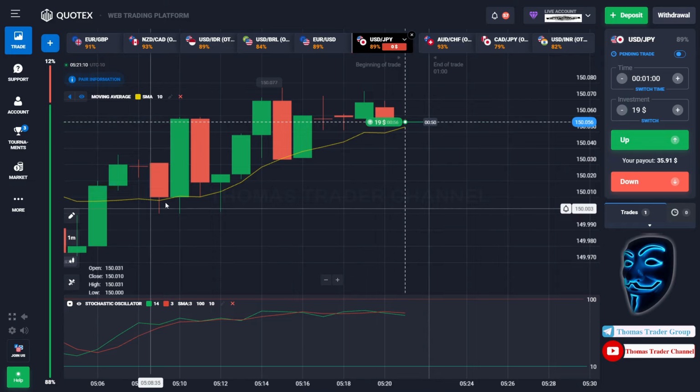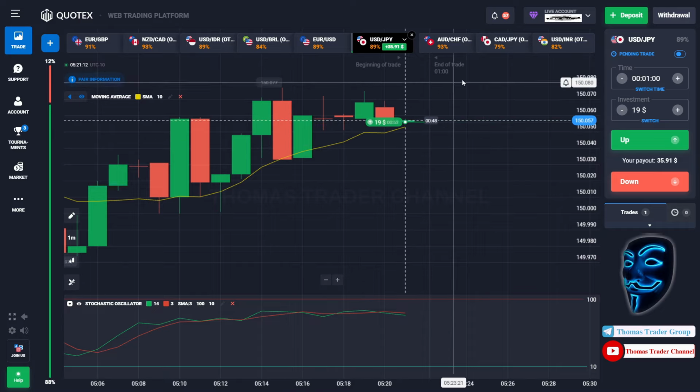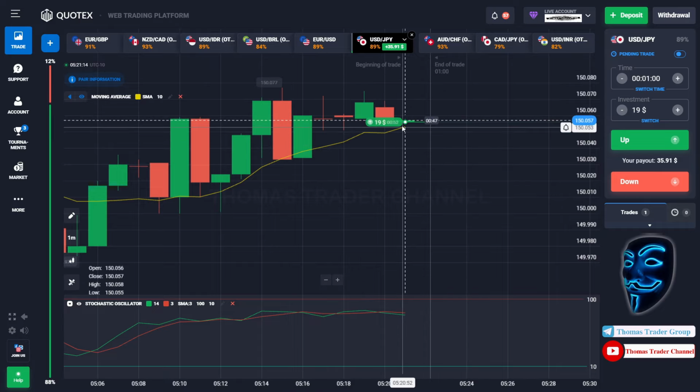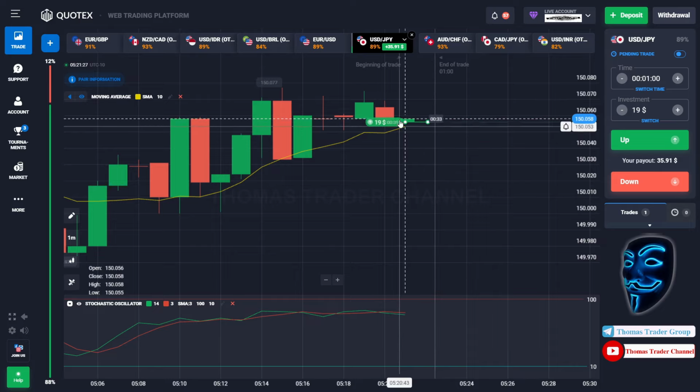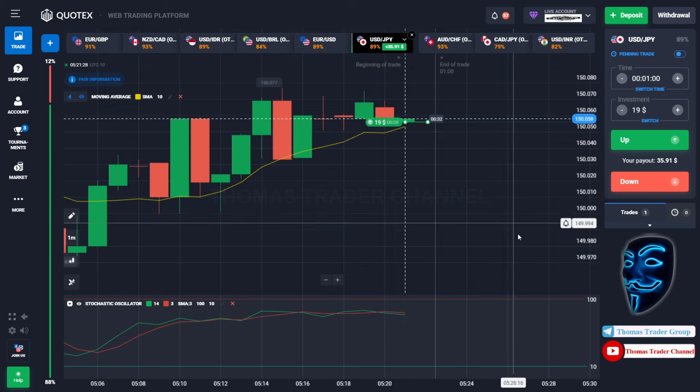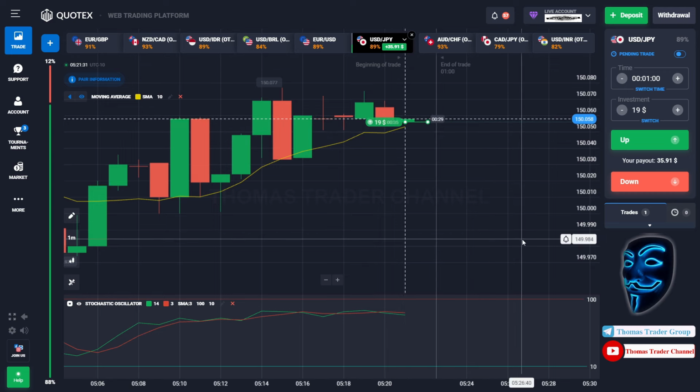As you can see, the market is going bullish and the market is touching the moving average line. When the market touches the moving average line, the market will make a rebound and it will continue the bullish trend. Let's pivot and let's wait till the end of our trade.